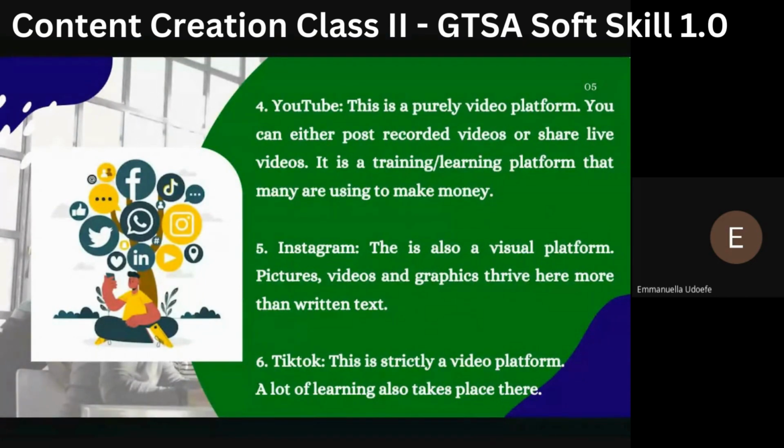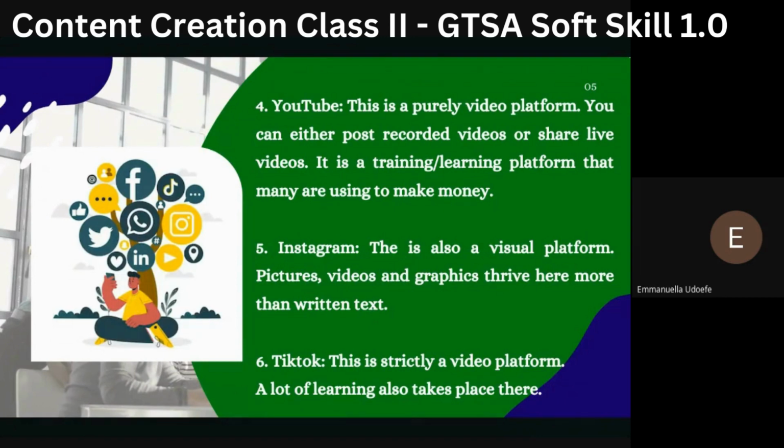The next one is TikTok. We all know that TikTok is a video platform as well. And a lot of learning takes place on TikTok. I mean, a lot. I know somebody who teaches mathematics and chemistry on TikTok. As a matter of fact, he got his first client abroad through TikTok. He started teaching somebody's child because of the content that he shares on TikTok.